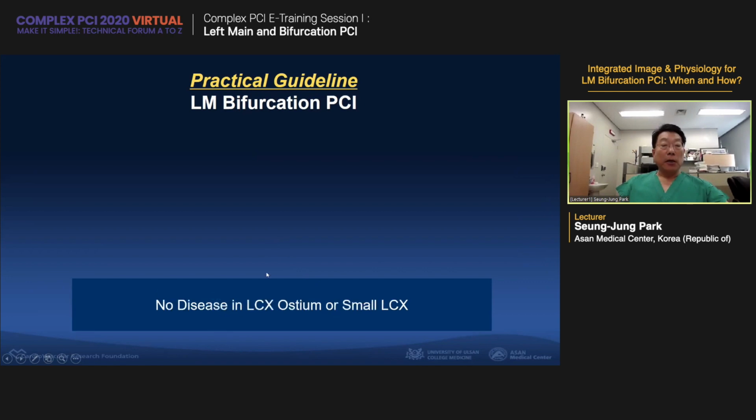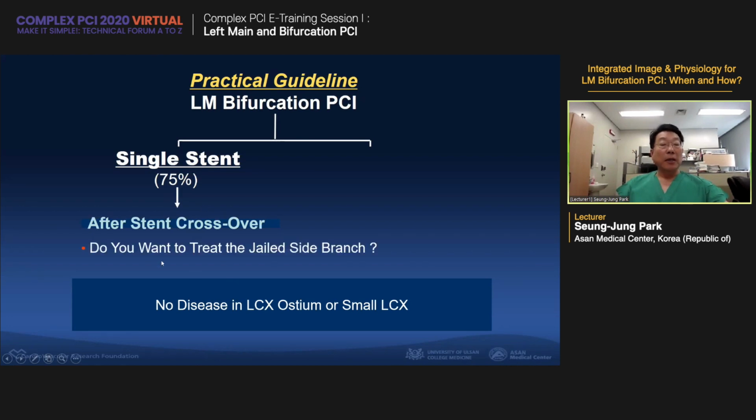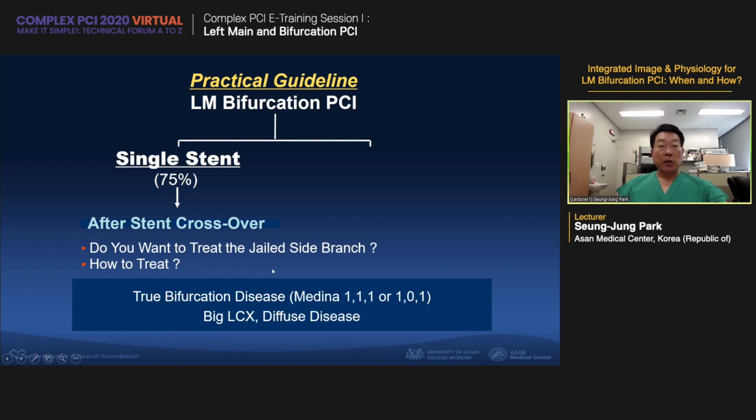do that, and normal circumflex ostium, single stent. In practical concern, even in bifurcation disease by angiographic findings, almost 75% of cases we did single stent crossover, and still there are significant jailed side branch concerns. We have to consider FFR, how to treat, and final kissing, and optimal optional T-stent technique.